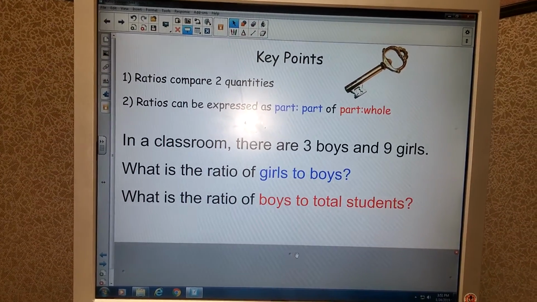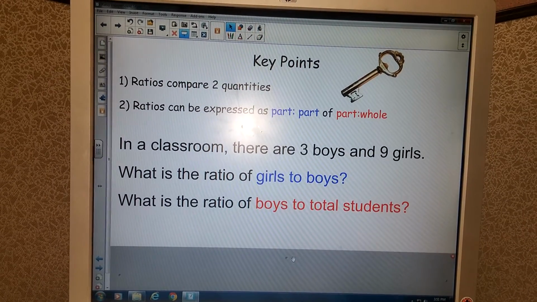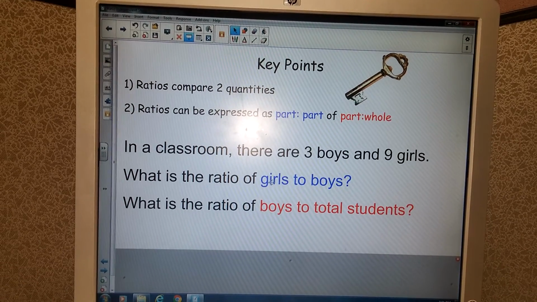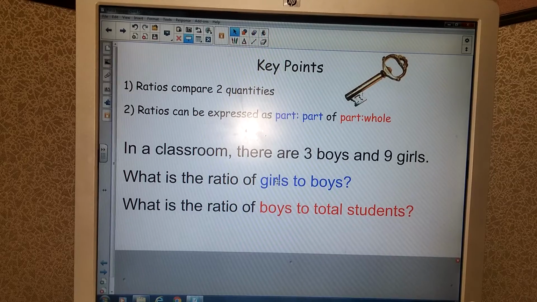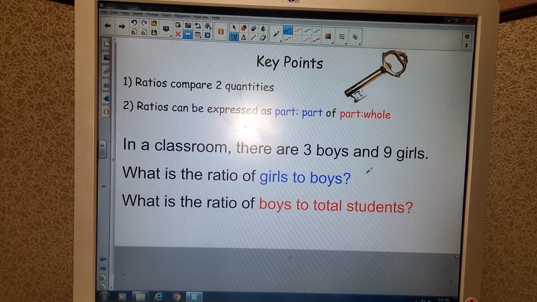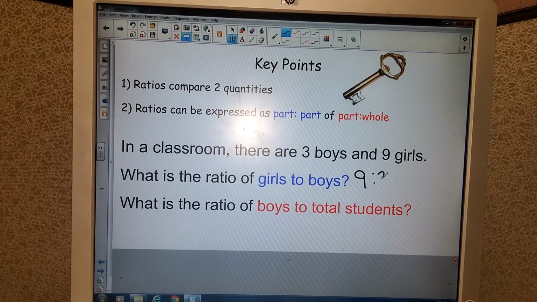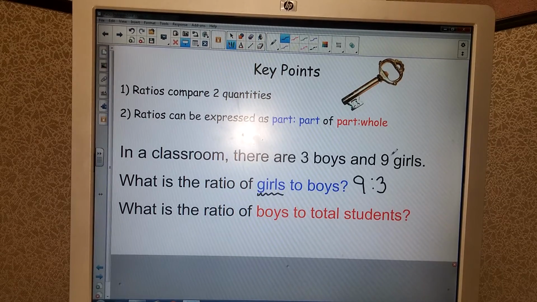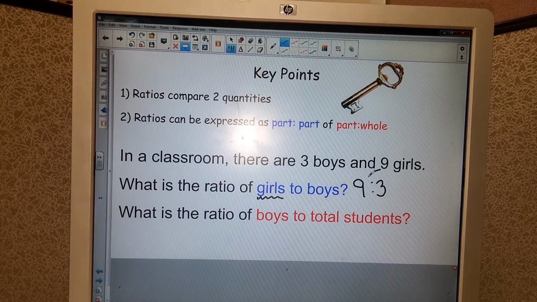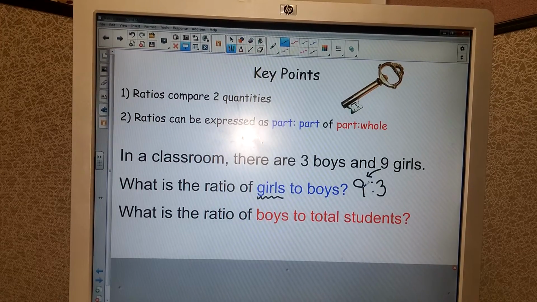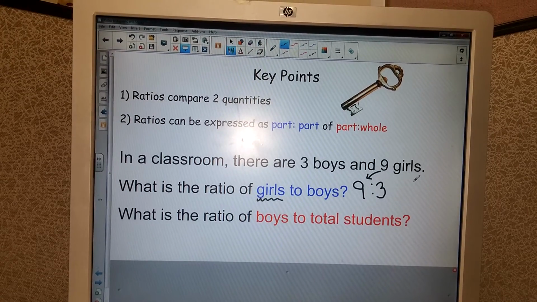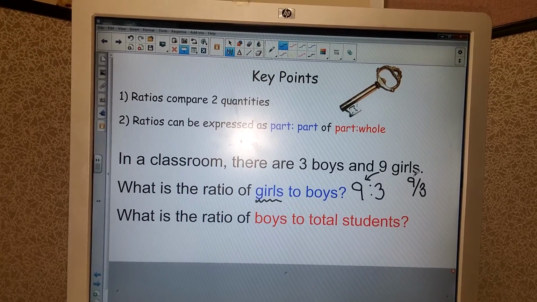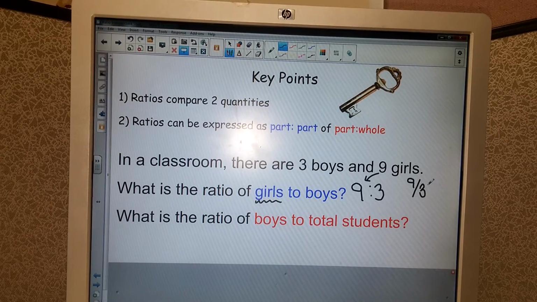Alright, so we're going to start to look here. In a classroom, there are 3 boys and 9 girls. What is the ratio of girls to boys? And as you can see, this is a part-to-part ratio. Girls, 9, boys, 3. And again, with ratios, remember the order matters. If it's asking you for girls first, then 9, which is the number of girls, must come first in your ratio. And we could write it with the colon as 9:3. We can also write it, and you'll commonly see it written, as a fraction, 9/3. The 9 representing the number of girls, the 3 representing the number of boys.